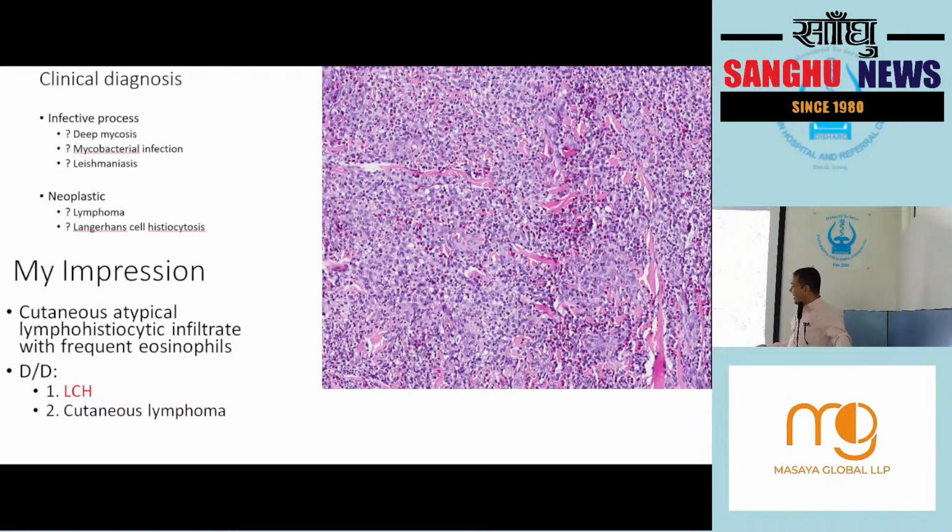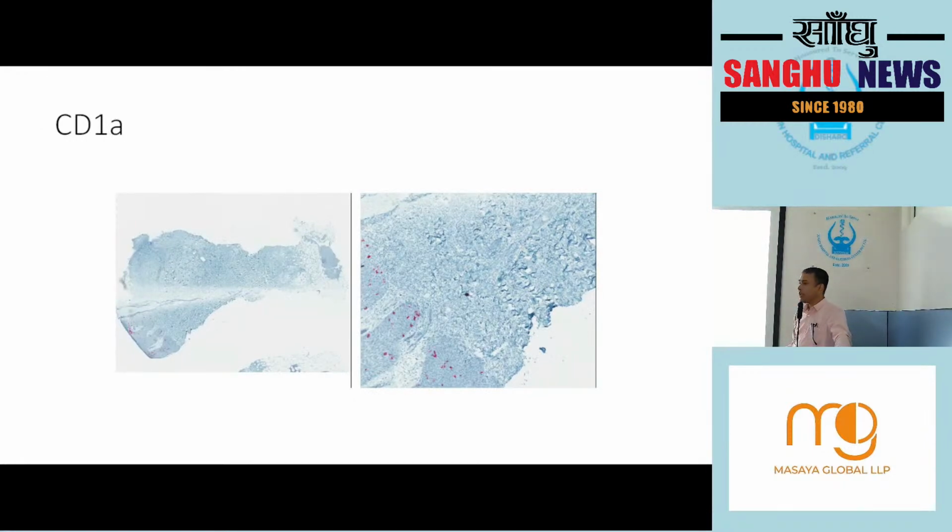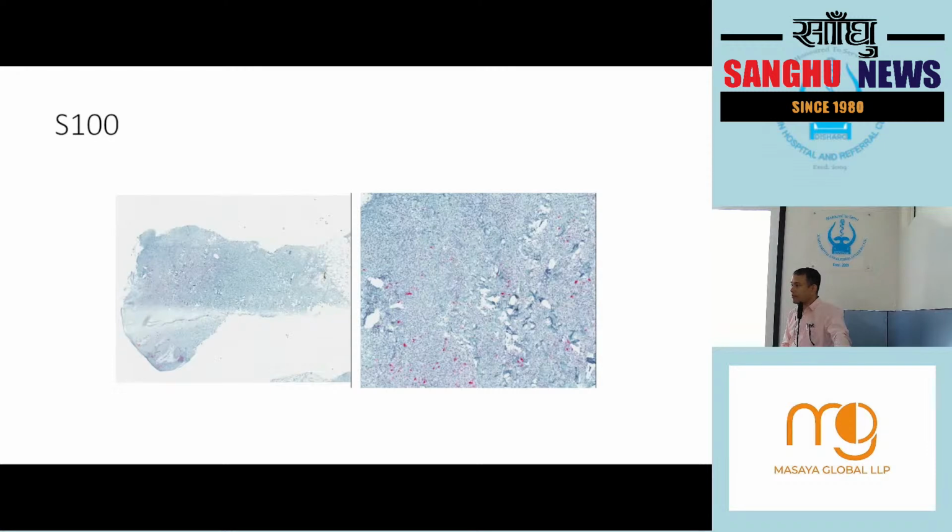I made two differential diagnoses, LCH and cutaneous lymphoma. Maybe, but I favor LCH. My number one diagnosis is LCH because there are plenty of eosinophils, there are cells with grooves, multinucleated cells as well. That's why my diagnosis is LCH. And I requested Professor Kemp to do CD1a and S100. With CD1a, some Langerhans cells can be seen in the epidermis, but the dermal infiltrate is negative. S100 is also negative.